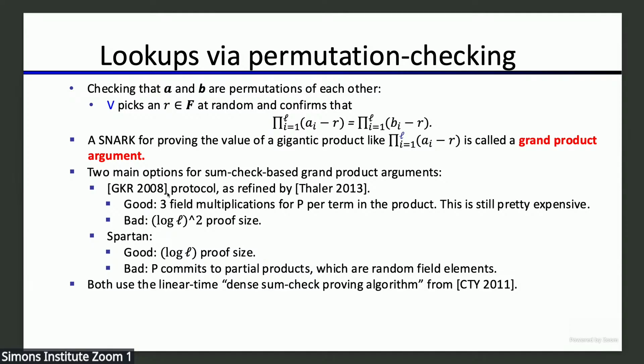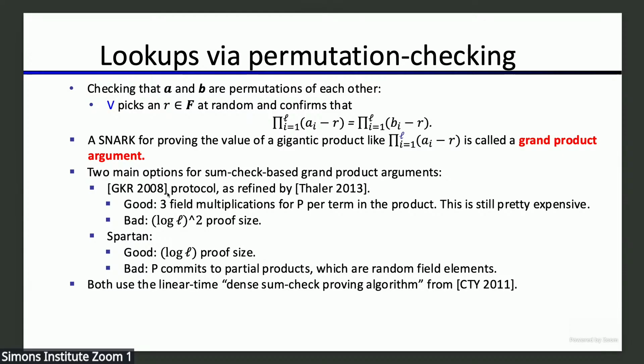And so you wind up computing this big product. This L is, remember, table size plus number of lookups, up to a constant factor. And computing a giant product like this is called a grand product argument. Now if you're using the sum-check protocol, which is what you should do for the fastest possible prover, you have two options. There's the GKR protocol applied to a circuit that is just a binary tree of multiplication gates, one for the left-hand side and one for the right-hand side.